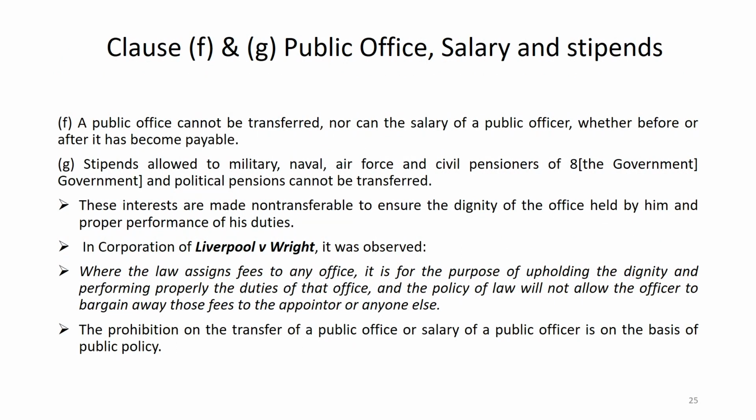Then, the second last are clauses F and G: public offices, salary and stipends. Public policy is that a public office or salary or stipend should not be transferred. Why should it not be transferred? The reason was explained by the court in Liverpool versus Wright. The court said that where the law assigns a fee to any office, it is for the purpose of upholding the dignity and properly performing the duties of that office. The policy of law will not allow the officer to bargain away those fees to a appointee or anyone else. So, this salary or stipend attached to the office is a matter of pride and dignity, and it should not be the subject matter of trade. It is also about the integrity of the office. So, it should not be the subject matter of transfer and cannot be treated as property. For that purpose, it has been completely prohibited under the Transfer of Property Act.